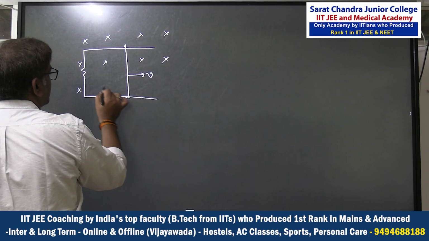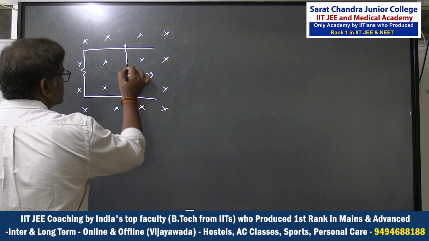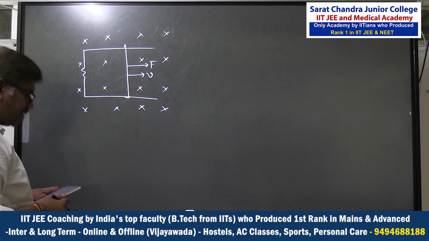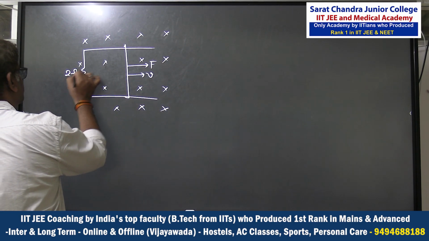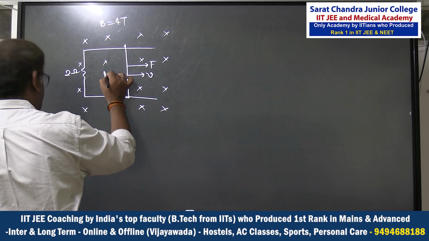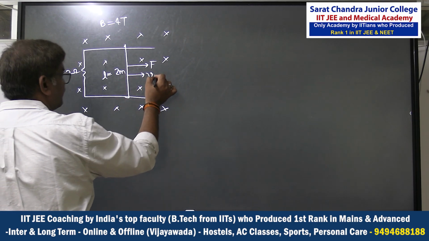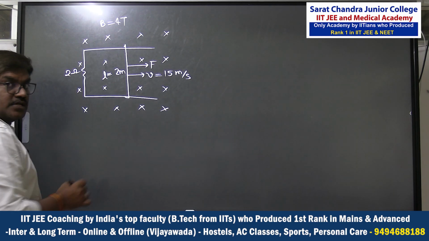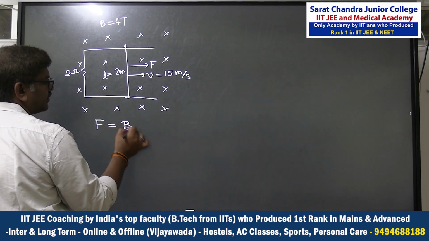We have to find out how much force we need to pull this sliding wire with constant velocity. This force we need, and everything is given. The resistance is 2 ohm, the magnetic field is 4 tesla, the length of the wire is 2 meter, and the velocity is 15 meter per second. So to find this force, we can use BIL.